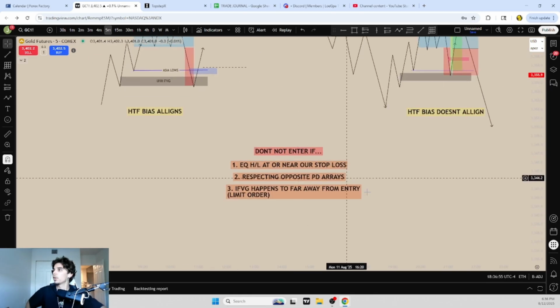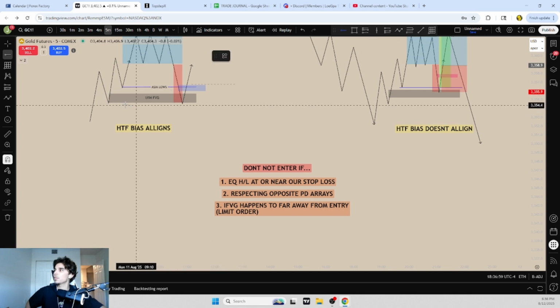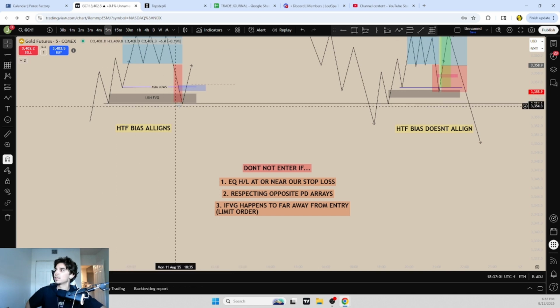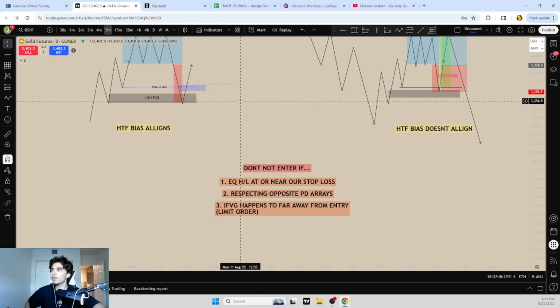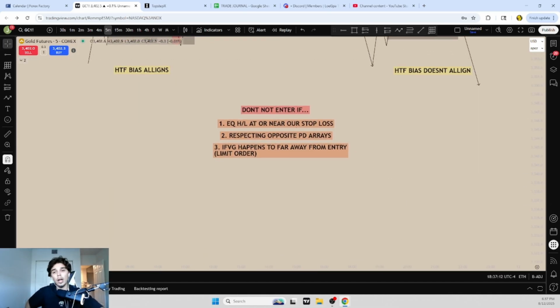Okay. Moving on down to do not enter when. Well, if we have equal lows at our stop loss, so right here, I would want to see this get swept out first, right? Or if it does leave equal lows, then we can take a continuation model, right? And why? Well, we know that equal lows is a high draw on liquidity, so we don't want to put our stop loss there due to the fact that price could possibly come down and stop us out and then go to our take profit.